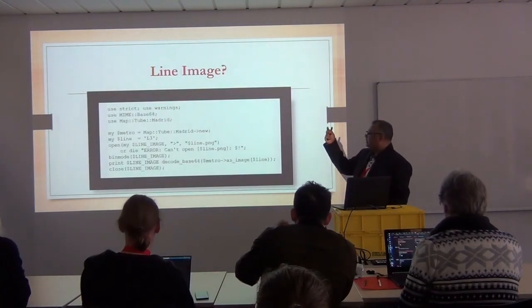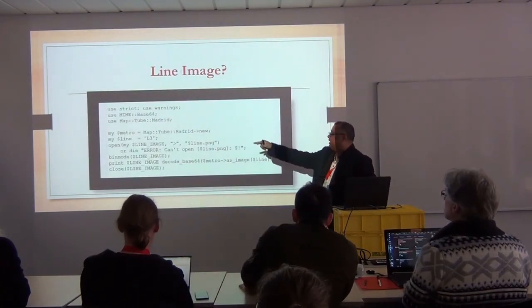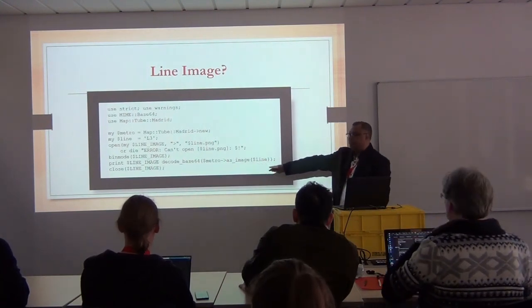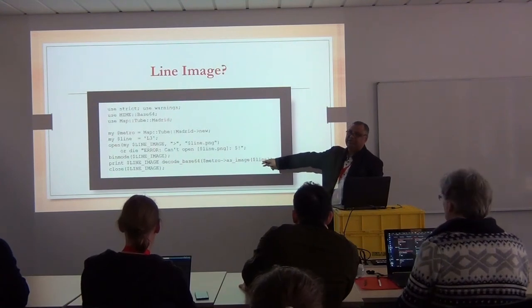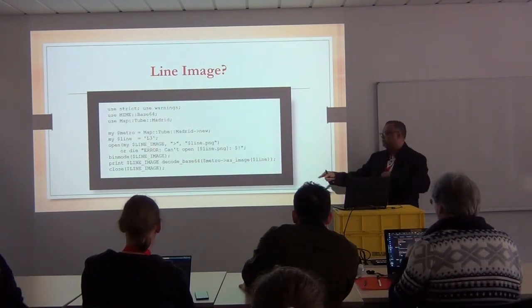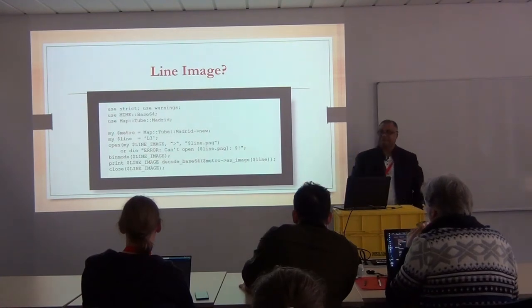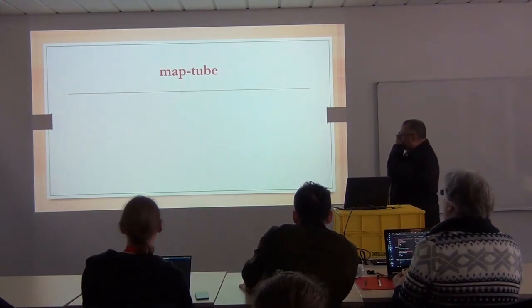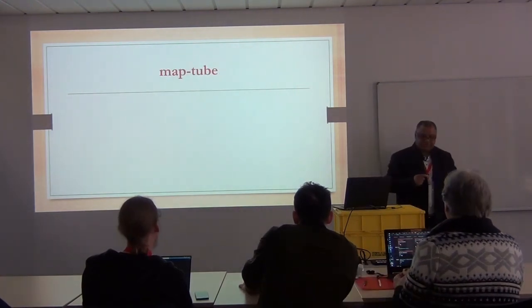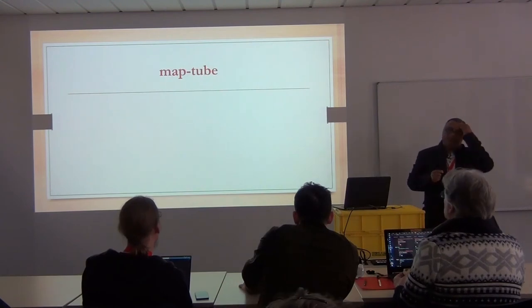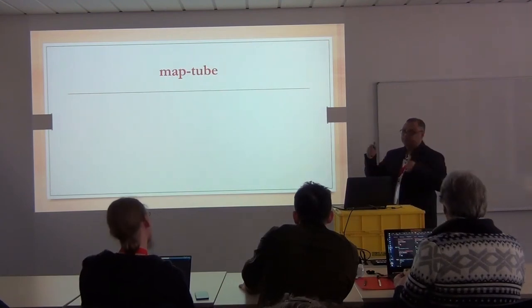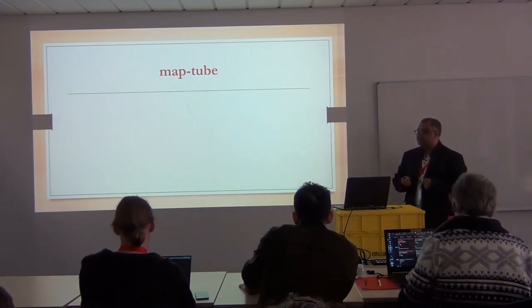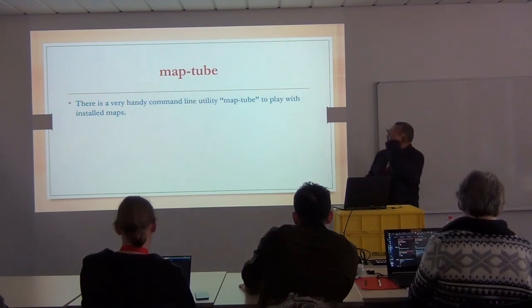How do you do that? Find out the line object. If you want the entire map, just ignore this, don't pass any line information. If you want a particular line image, you pass the line object, that's it, and it'll give you just the image for that line. And there's another utility that I've created, called MapTube. What it does is it lets you play with the map, finding the shortest route.